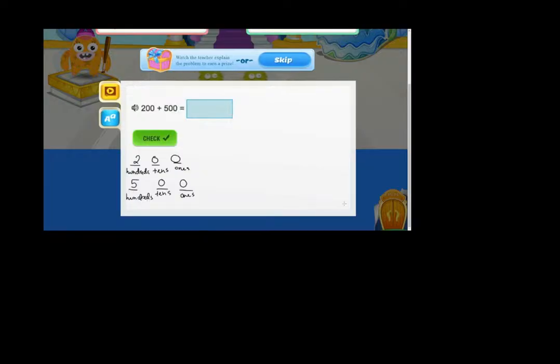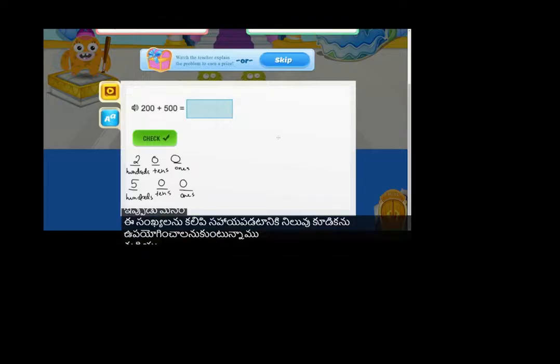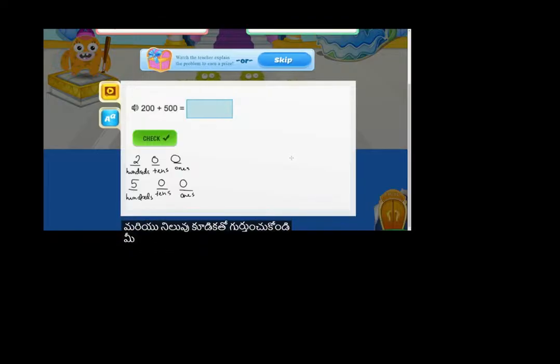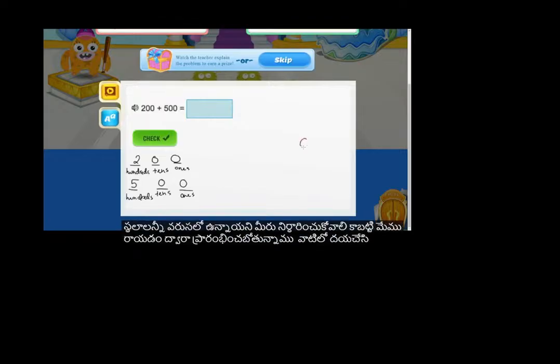Now we just want to use vertical addition to help us add these numbers together. And remember, with vertical addition, you want to make sure that your places are all lined up. So we're going to start by writing down the ones place. Here's the 0 of 200 and the 0 of 500.